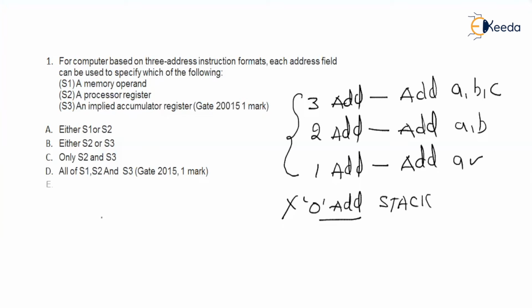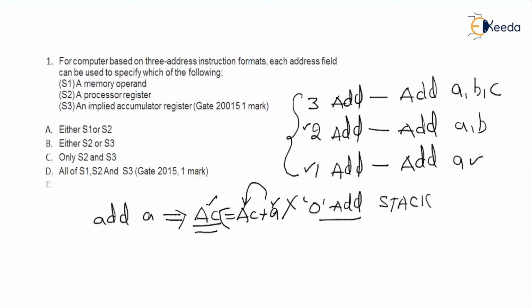You know that in 1 address instruction, add A, when it is getting executed, it will lead to an operation accumulator is equal to accumulator plus A. The value of memory location A gets added to accumulator and finally will get transferred to accumulator, right? So accumulator is an implicit and implied operand in only 1 address instructions.